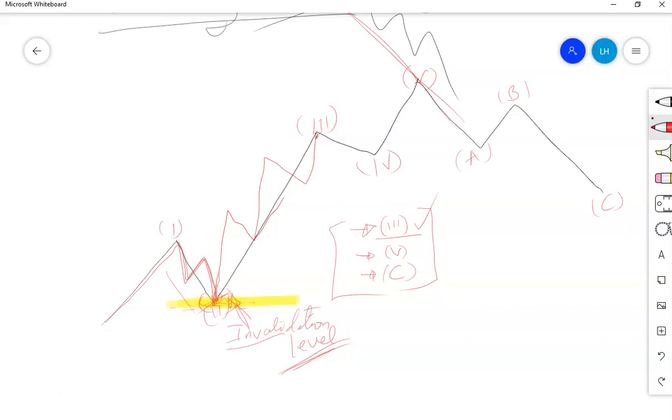But basically, for the first wave and the second wave move, invalidation of correction mainly is marked when the price moves beyond the beginning of the first wave. Usually when the price moves beyond the beginning of the first wave, it's where the uptrend actually gets cancelled out.